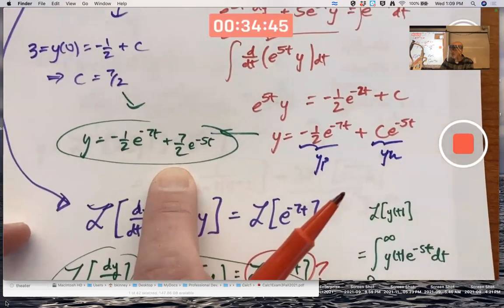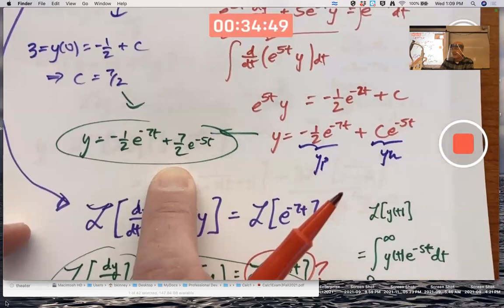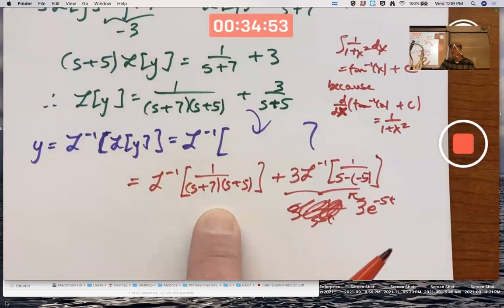This is not a 3. It's 3 plus a half. Somehow another half e to the negative 5t is going to have to come into play, probably from this term. But how do you do that?